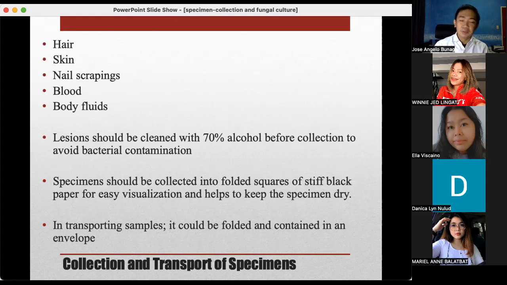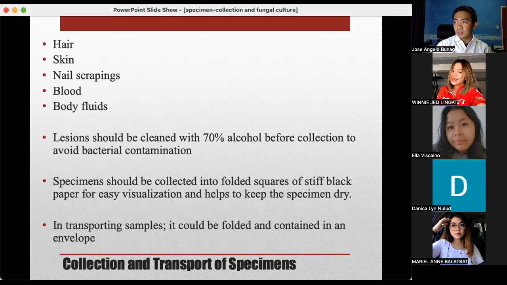Okay, another, mga nails natin. So, yung mga nails, it is submitted as scraping or cutting. Or the whole nail, kung natatanggal na, you can submit that to the laboratory. But first, syempre, we need to disinfect that with your 70% alcohol. And then, after receiving that on the laboratory, subject that to a KOH wet mount for deeper scraping.